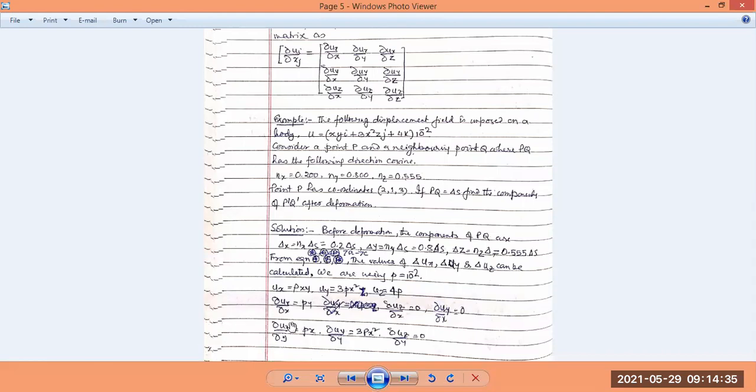Again I am telling you, if we make the derivation of ux in terms of x, where ux is given as pxy, it will become py. If you make the derivation of uy in terms of x, it will be 3 p x squared; it is wrongly written, don't get confused. And the derivative of uz with respect to x will be equal to 0.